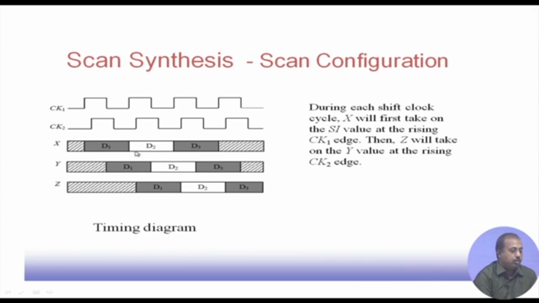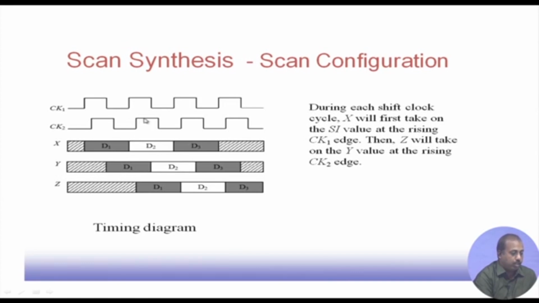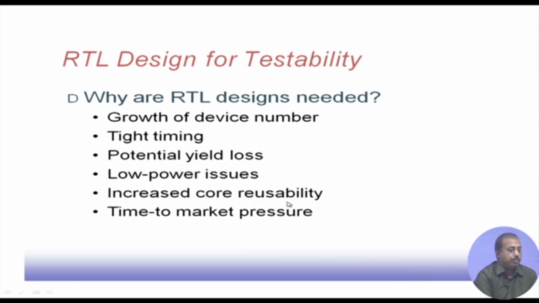So, you see that X has changed to the value D2, but if this Y was not there, then Z will get a wrong value. If this latch was not there, then Z will get a wrong value, because of this clock edge skew. So, that has to be taken care of.